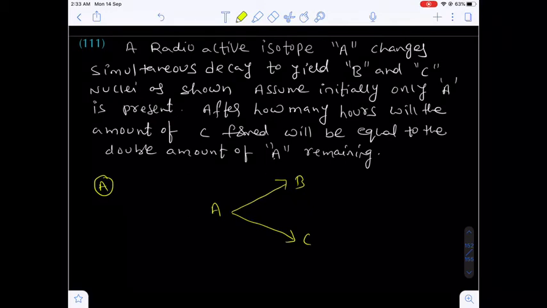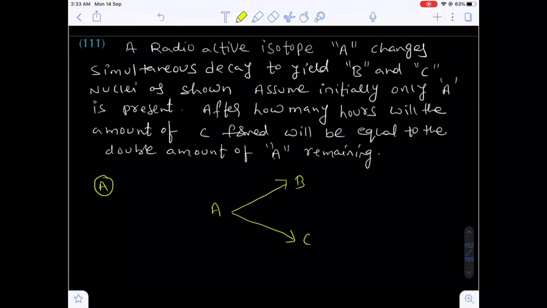Now, what is the time period? That means in how many hours will the concentration of C formed be equal to double the concentration of A remaining. Are you getting my point?